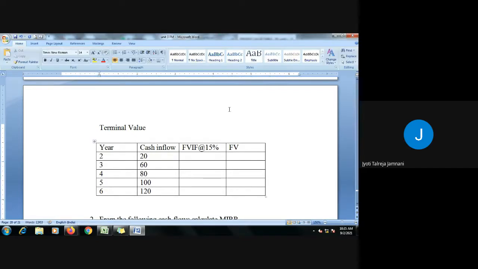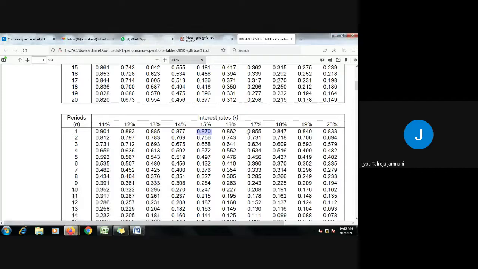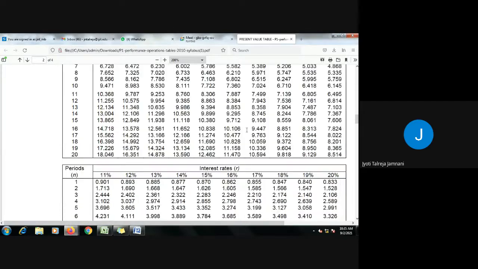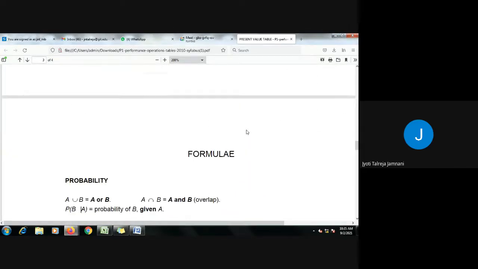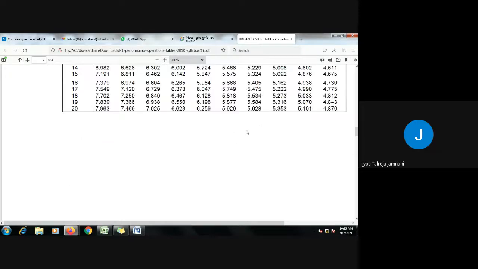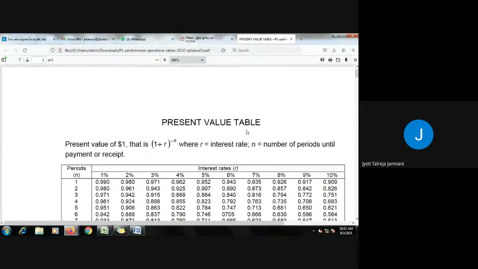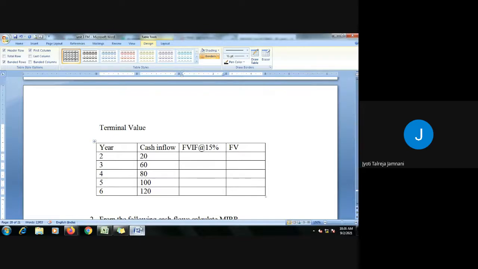So we are going to see the future value interest factor at 15%. Let me see in this table. Do we have future value? This is just about the present value. I'll tell you the future values, you can note it down here. I'll download another table which has future value also. So, the future value interest factor at 15%.